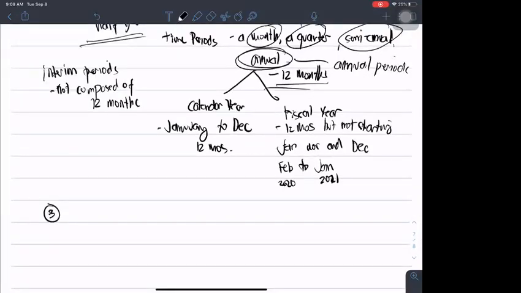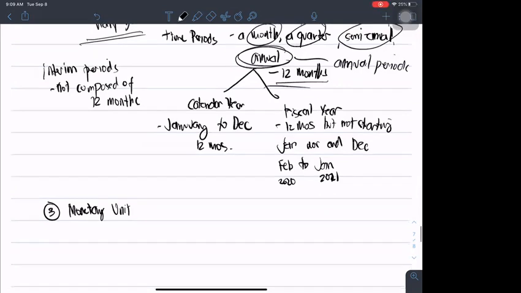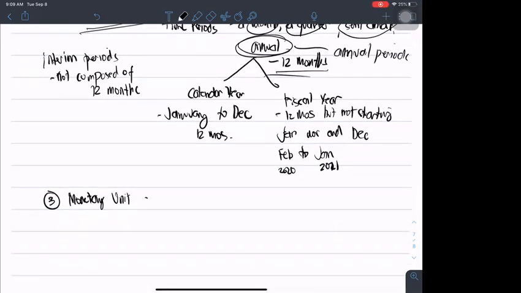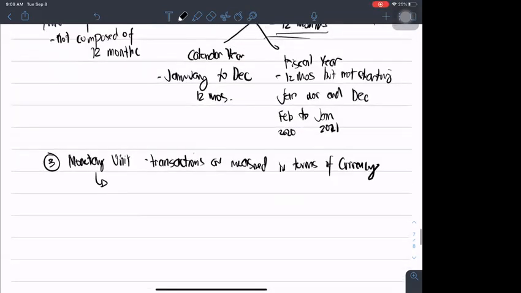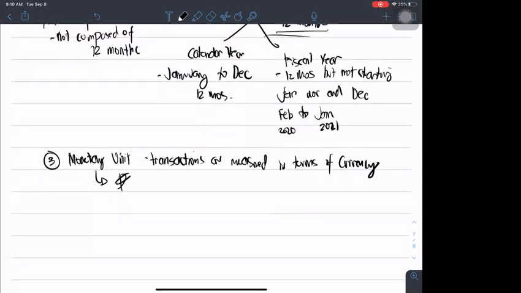Next, we have your monetary unit assumption. So when we say monetary unit assumption, your transactions are measured in terms of a currency. And our currency here in the Philippines is your Philippine peso. Your monetary unit assumption is composed of two components. So the first component is the stability of peso.